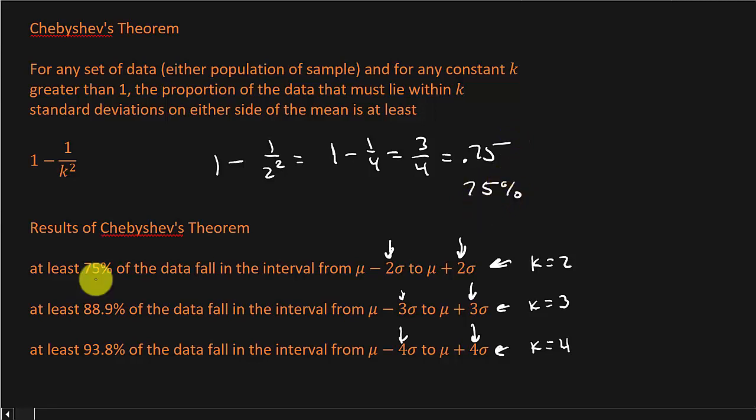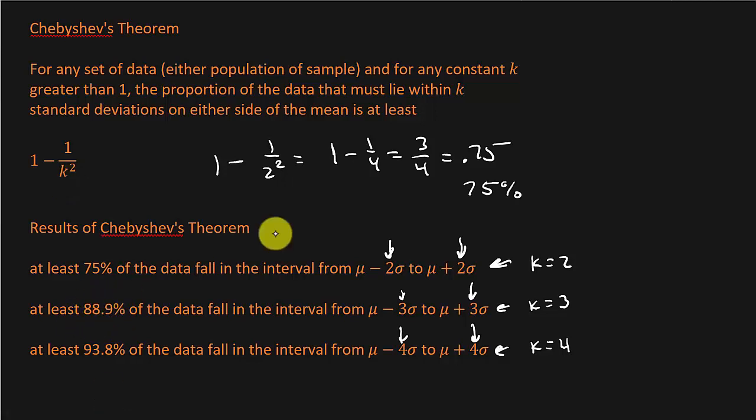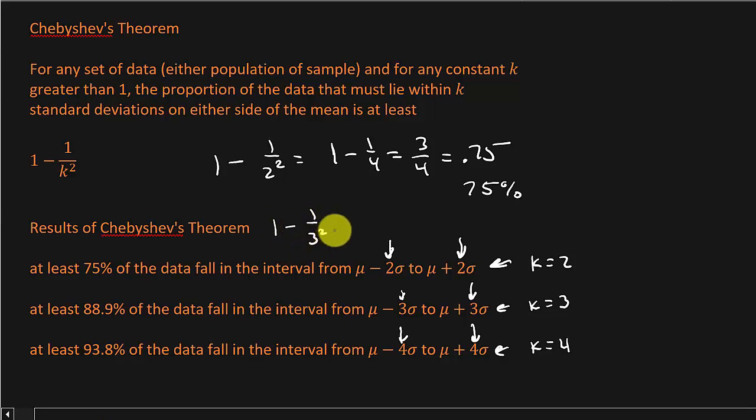There's your 75% of the data that fall in this interval here. And then the same thing here: if you plug the 3 in, that would be 1 minus 1 over 9, which is 8 over 9. You can do 8 divided by 9, and you'll see you get this. That would be 1 minus 1 over 3 squared, which is 1 minus 1/9, and that's going to give you the 0.889.